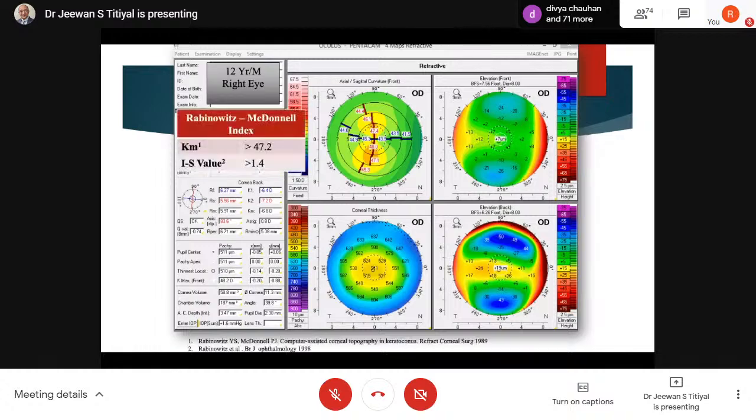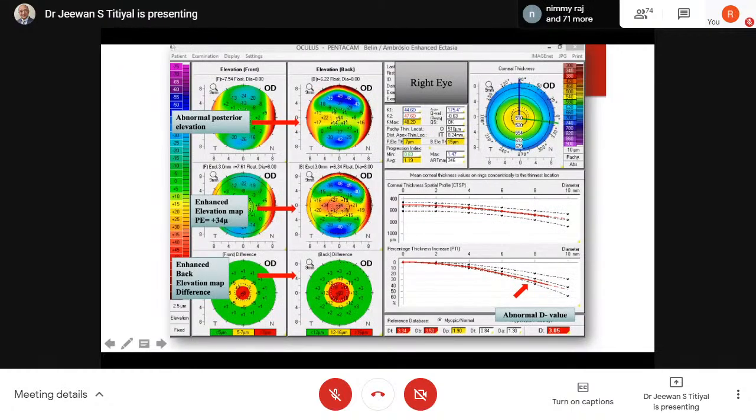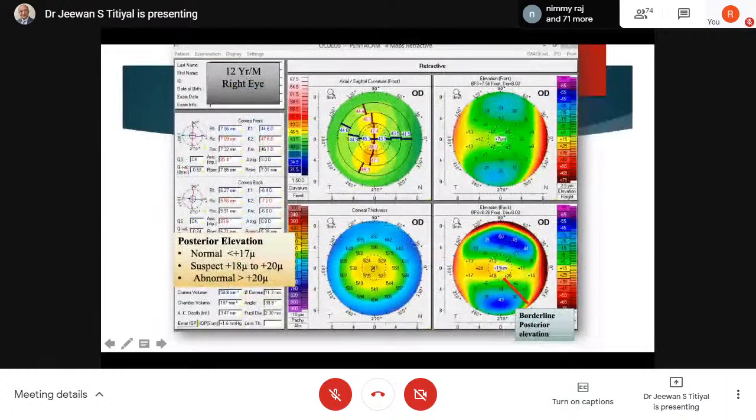So I'll just skip this because this is an example of one of the patients. You can see here, it gives you a very nice parameter. It looks like a symmetrical bow tie pattern. But if you look into the posterior area, you can see this is a borderline elevation of the posterior corneal best-fit.